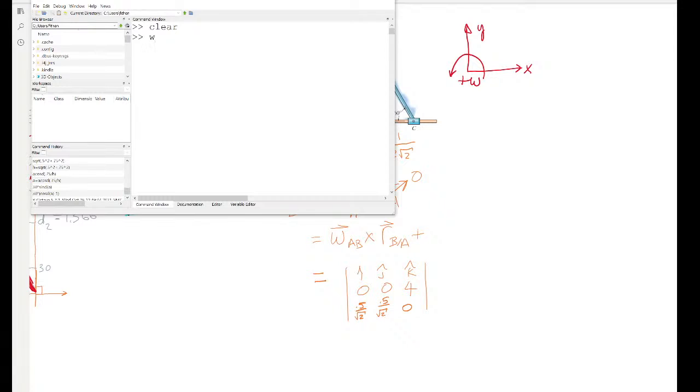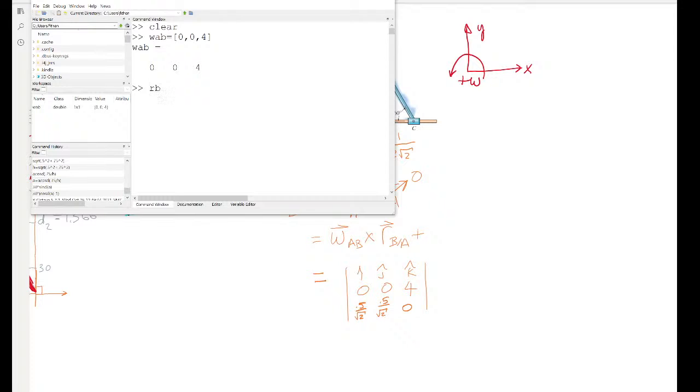I'm going to come up and call this omega AB. Pretty boring. It's going to be 0. Here, I'll do it with this. 0. Well, if I do it with the commas, I can see things on the line a little more. And it's a 4. So there's my omega AB.